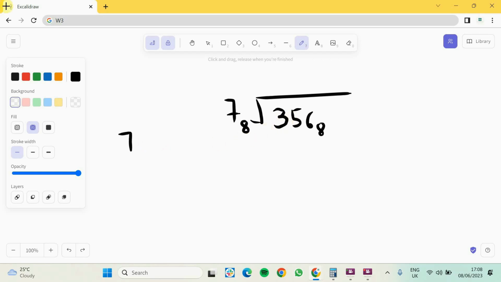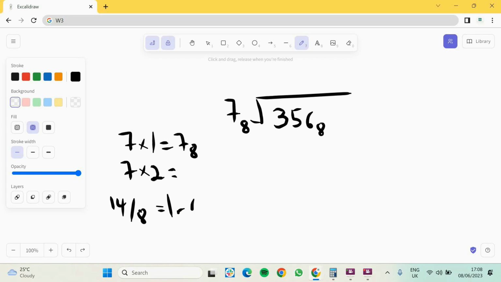Right? So that will be 7 times 1. 7 times 1 will always be 7 in base 8, right? 7 times 2, right? 7 times 2 in base 10 is 14, right? So if I want to put it in base 8, that will be 14 divided by 8, right? This is 1 remainder 6. As always, I'll drop the 6 and carry over the 1, right?